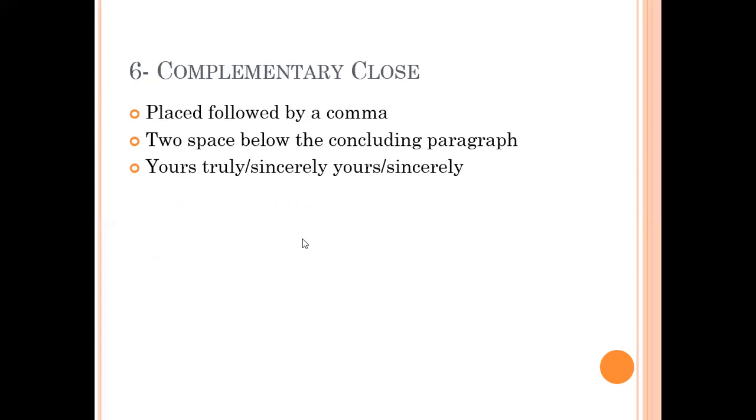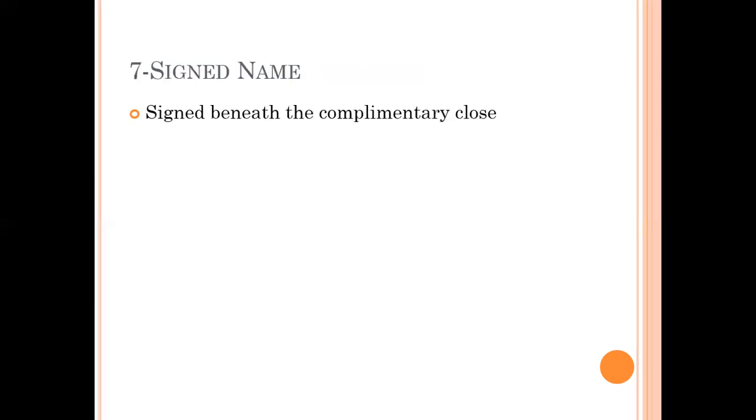Moving on to number 6, which is the complimentary close. It is placed at the end, followed by a comma, and 2 spaces below the concluding paragraph. So when you put the last paragraph of the body, after 2 lines, you put this complimentary close, and you can mention there, yours truly, yours sincerely, sincerely yours, truly yours, and then you add what? A comma over there.